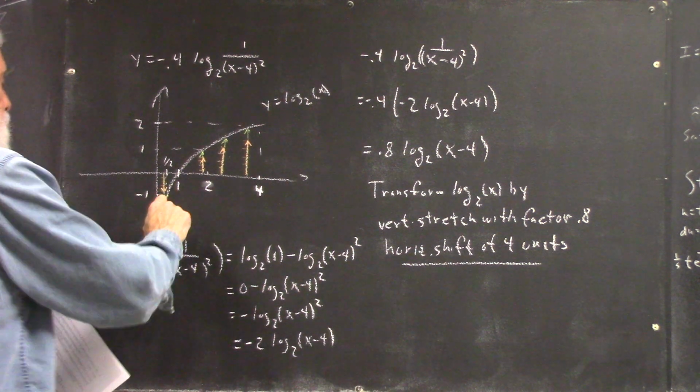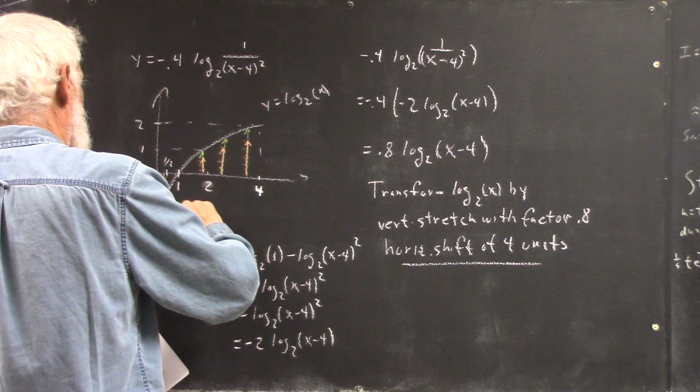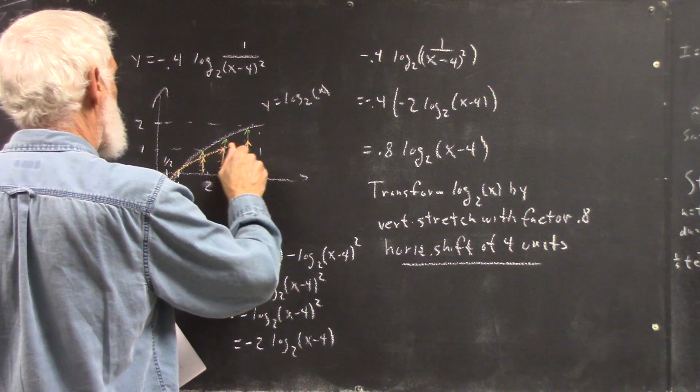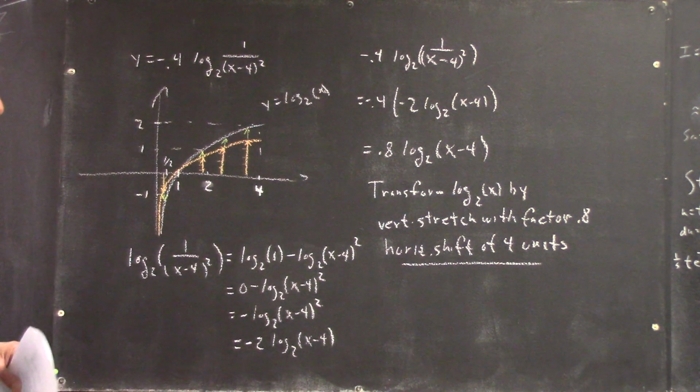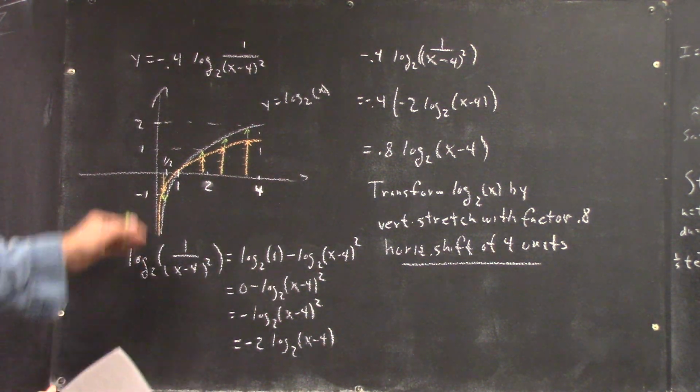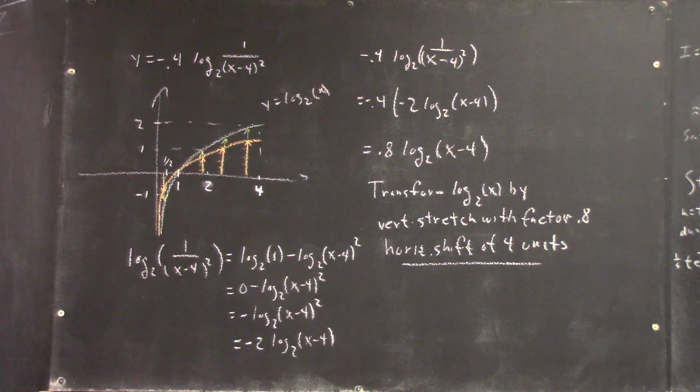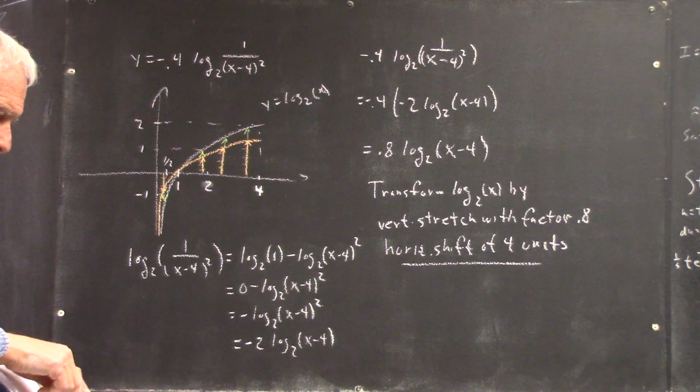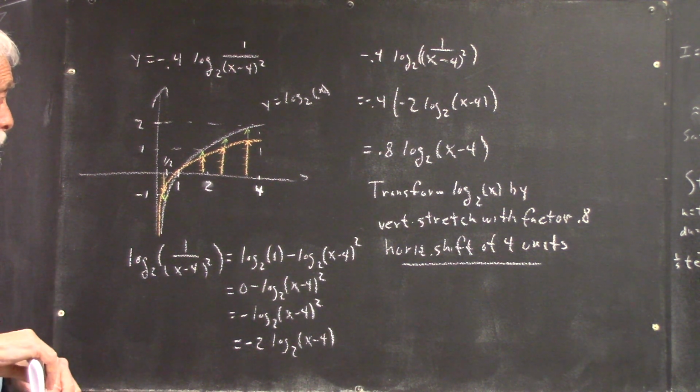So I've got these points, so now I can sketch that graph, making it a little steeper on this side and flattening it a little bit on this side. Okay? Actually, it's less steep on this side. No, it's steep.